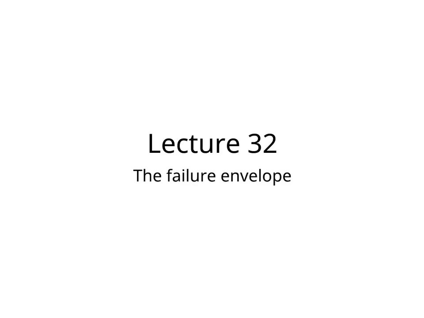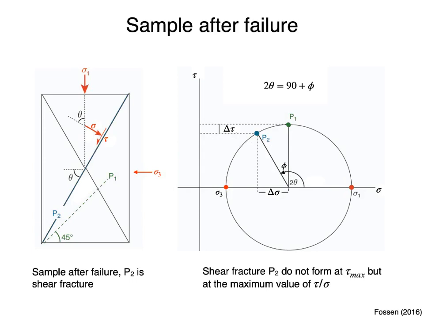Lecture 32, The Failure Envelope. The figure to the left shows a rock sample after failure. The sample fails along a shear fracture plane P2. The figure to the right shows the Mohr circle for this situation. The point P2 represents the normal and shear tractions acting on the fracture.